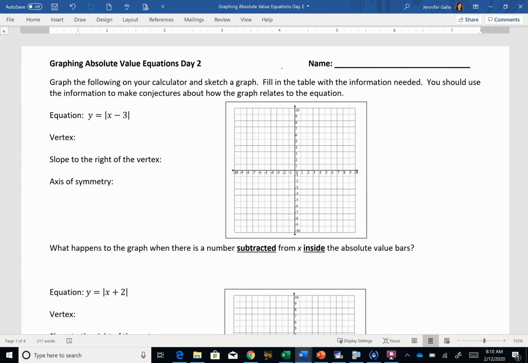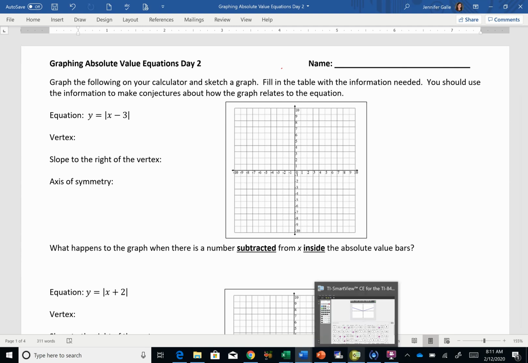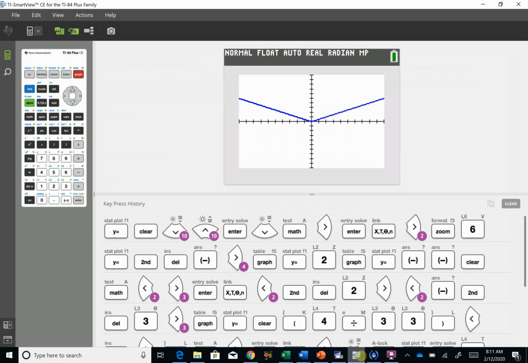Just like yesterday, to make things a little quicker and easier, we are going to use the graphing calculators. Keep in mind, graphing calculators, you can use them on your test. You will still have to sketch the graph by hand. So let's take a look at our first equation. We have y equals the absolute value of x minus 3. Let's go to our calculators and see what this graph will look like.